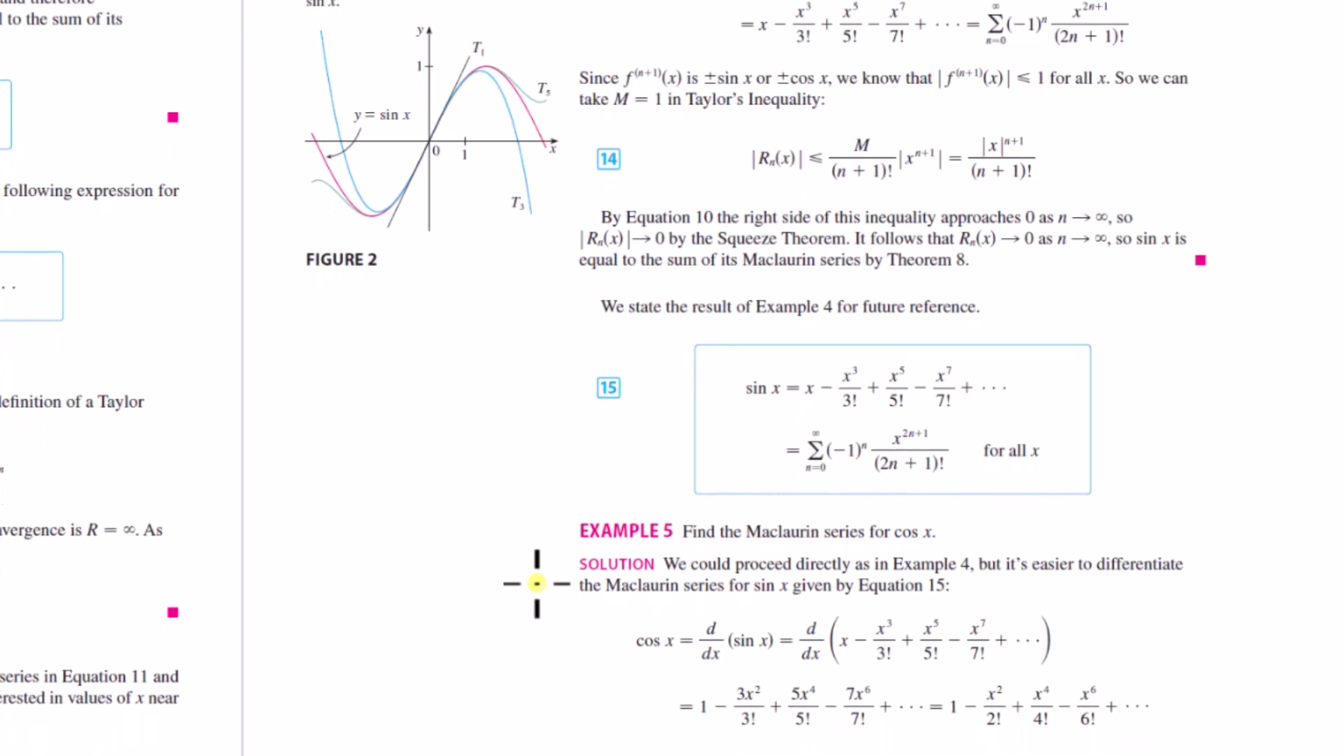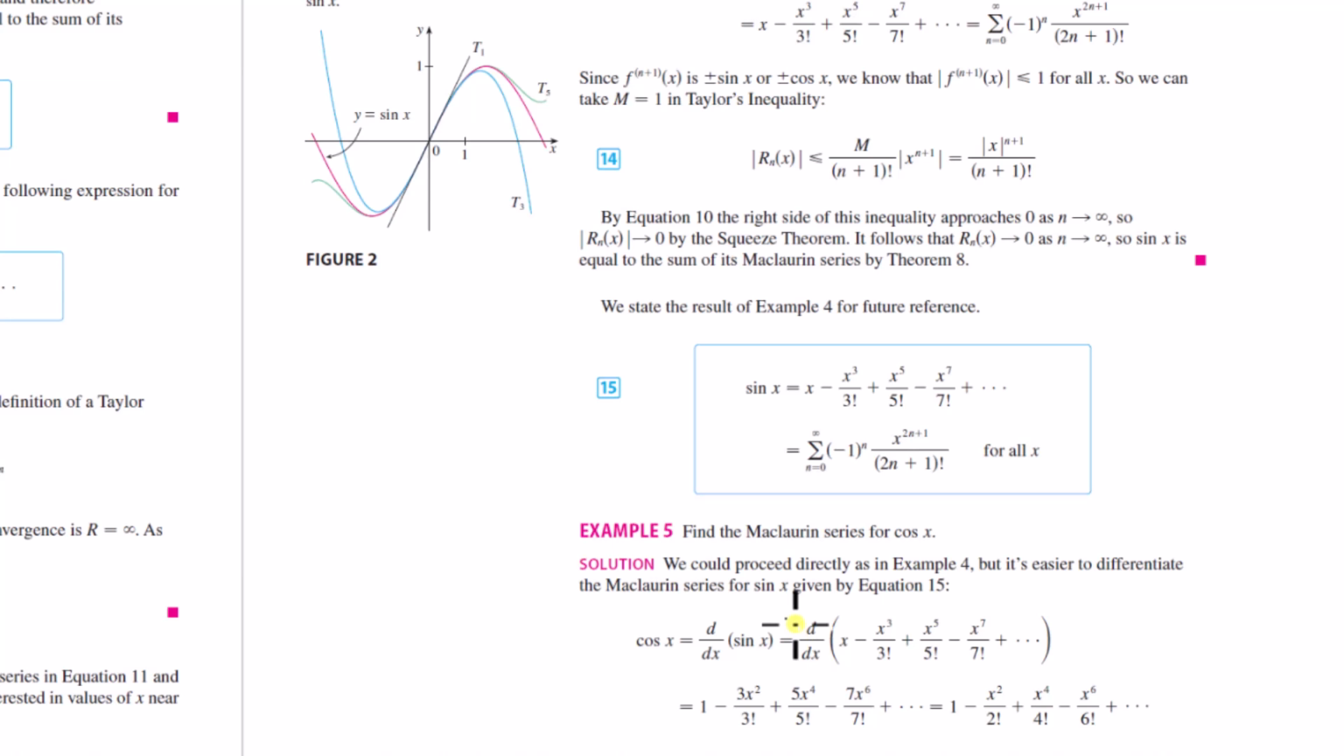Okay, so the last two problems were just more practice in the mechanics of creating a power series representation for a function from scratch and then proving that the function is equal to its power series. Now let's take a look at the next example. Find the Maclaurin series for cosine x, it says. So we're not going to do this from scratch.